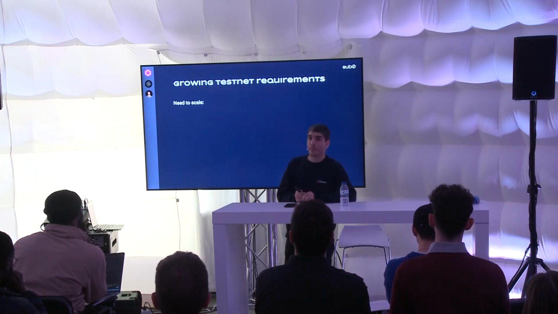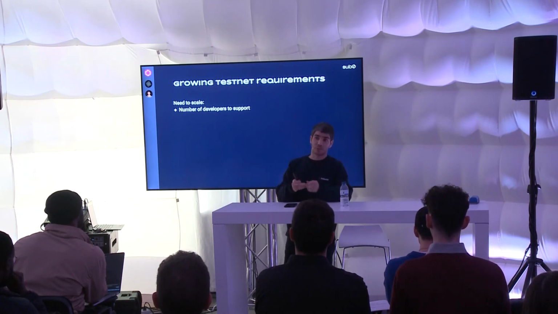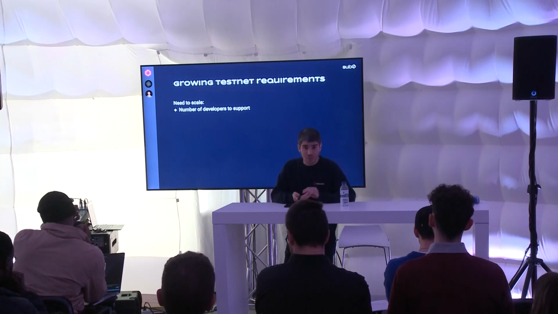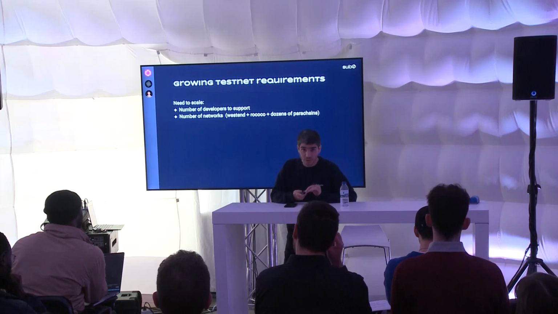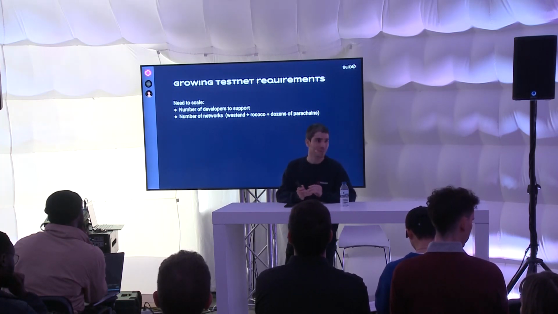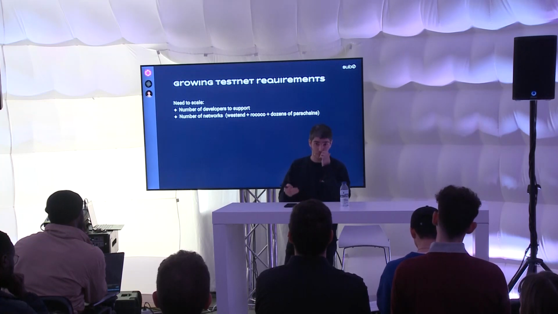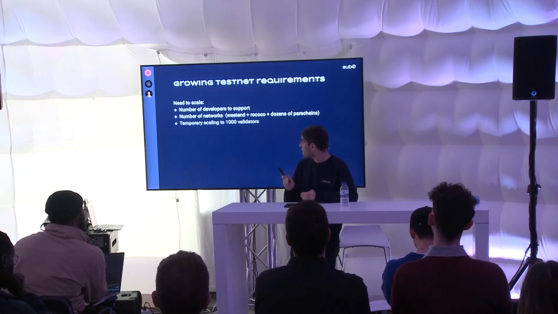So the challenges we had with our testnets at Parity is the need to scale. The number of developers in the organization just grew a lot. They also ask us to manage more and more testnets. Initially, we just had one testnet, Westend. Then there is Rococo. And then there are also all the Parachains that are connected to those testnets.